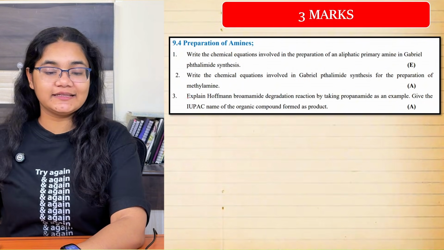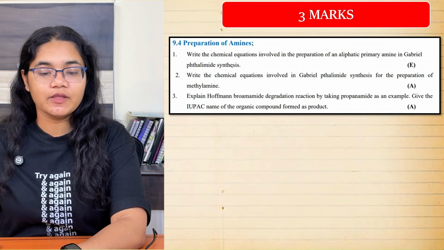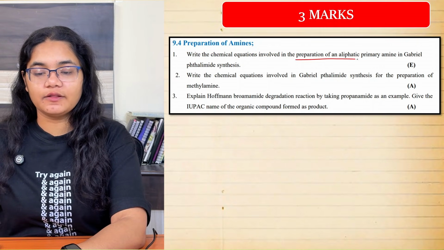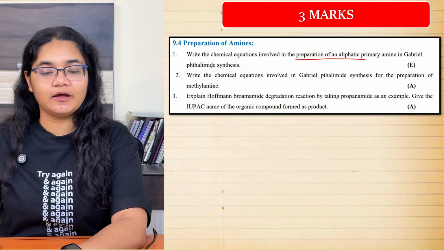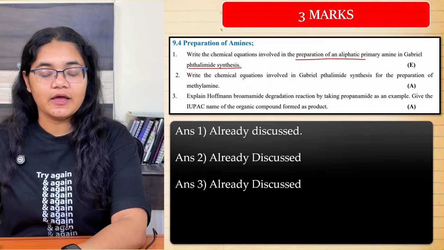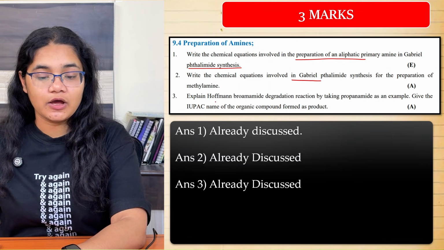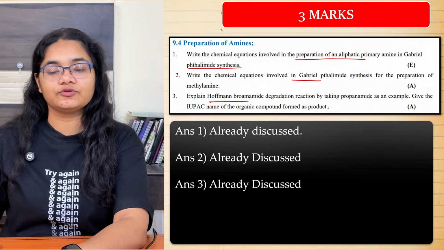Okay, now let's see the next question. Now we'll talk about the 3-marker questions here. Write the chemical equation involved in the preparation of aliphatic primary amine in Gabriel phthalimide synthesis. Already we have discussed this question. Write the chemical equation for Gabriel phthalimide. Again we have discussed this question. Hoffmann bromamide degradation, this also we have discussed.